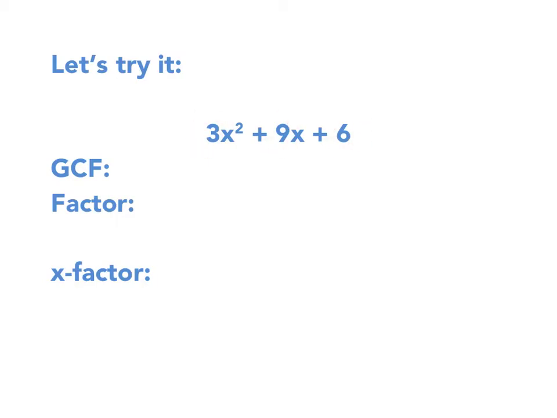Well, I know the GCF of 3, 9, and 6 is 3, and then I look at the lowest variable degree, but I see that 6 does not have a variable, only 3x squared and 9x do, so I can't pull out an x. So my GCF is 3. So now I'm going to factor out that 3 by dividing each term by 3.